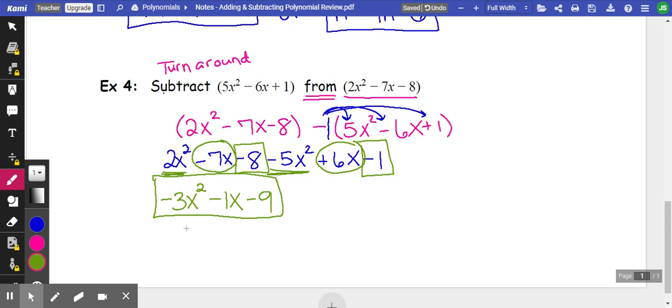This is also written in standard form already, so we don't have to rearrange it. Standard form, remember, is when we go from our highest exponent down to the lowest exponent, or in this case, our constant.